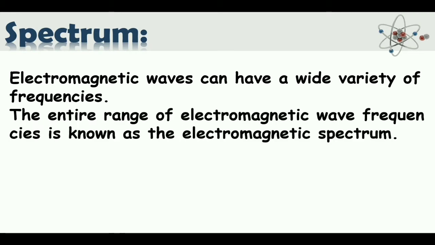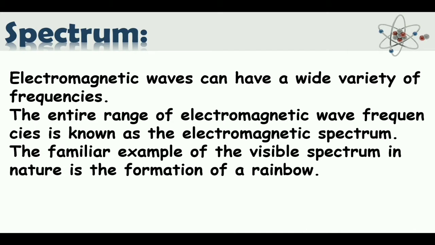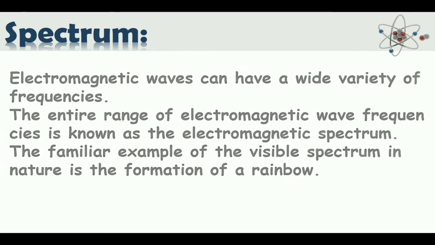The entire range of electromagnetic wave frequencies is known as the electromagnetic spectrum. So we have seen the rainbow is an example of a spectrum. Why? Because from violet to red they have different frequencies and they are arranged like VIBGYOR. Here also, electromagnetic waves have a range of different frequencies. Hence it is called the electromagnetic spectrum. The familiar example of a visible spectrum in nature is the formation of a rainbow.